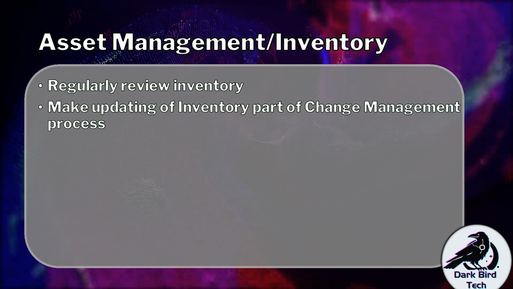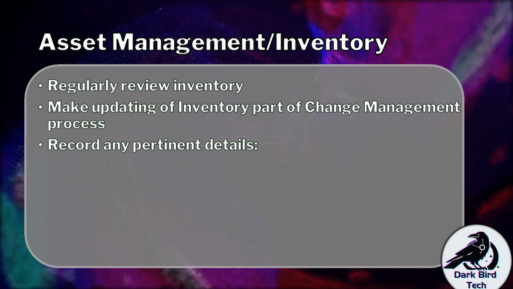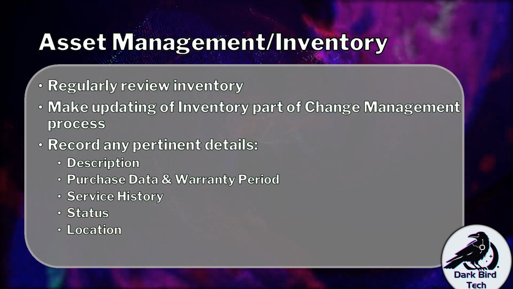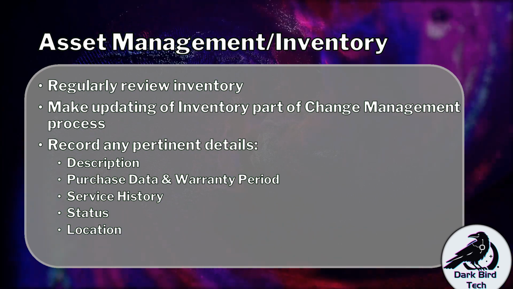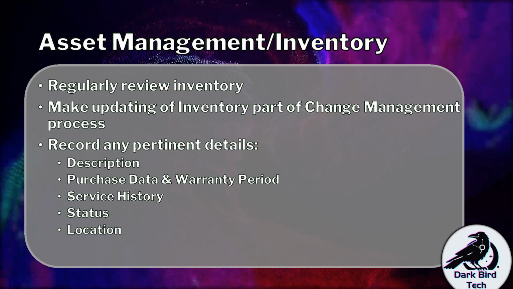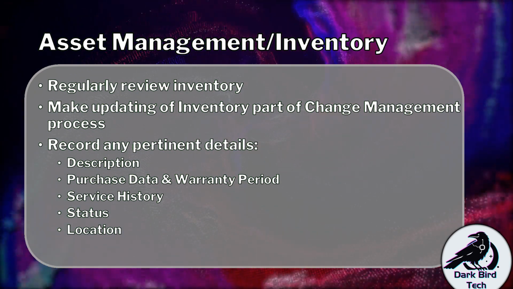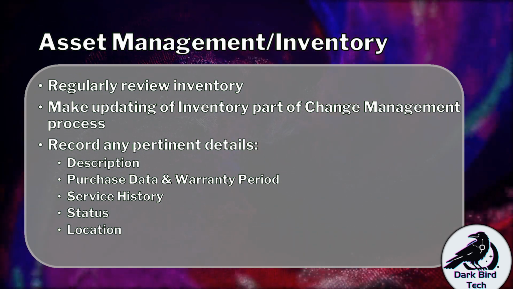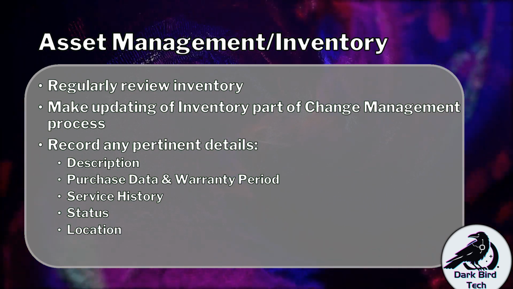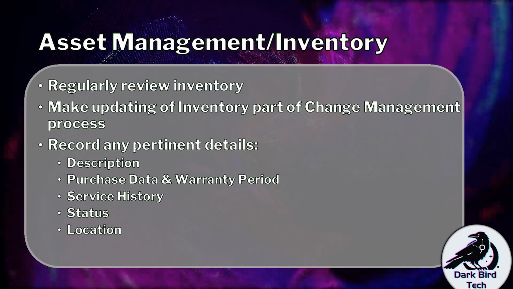You want to make sure that you record particular details such as a description of the device, the purchase date and the warranty period, service history, or if you can't fit this into your asset management records, then at least a reference to wherever the service history can be found, the device's status, its location, and if we're talking about end-user devices, then who got allocated to.